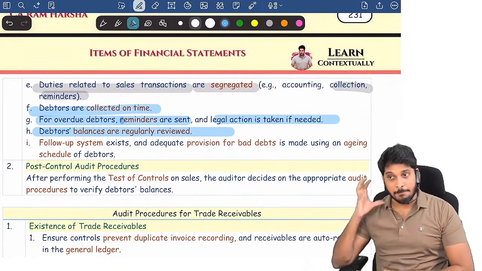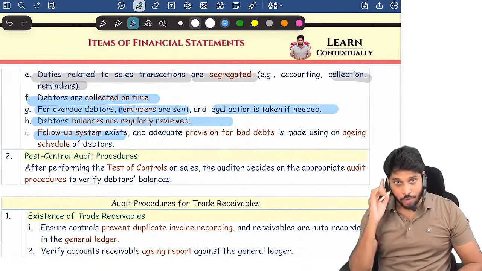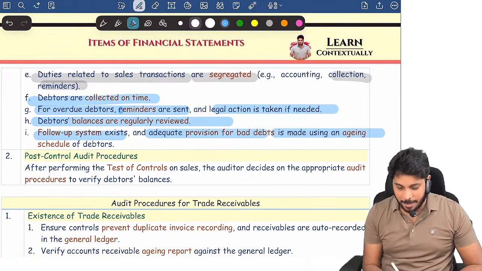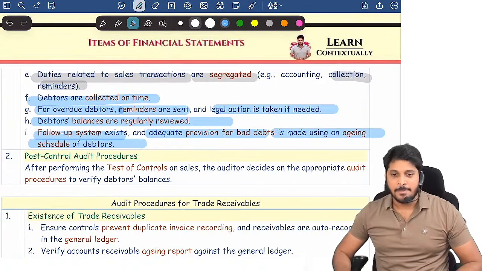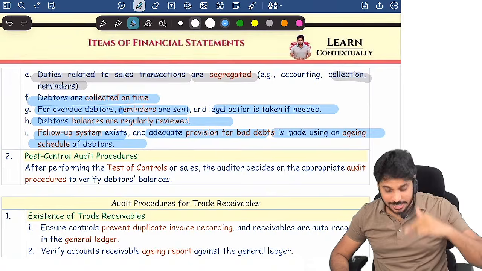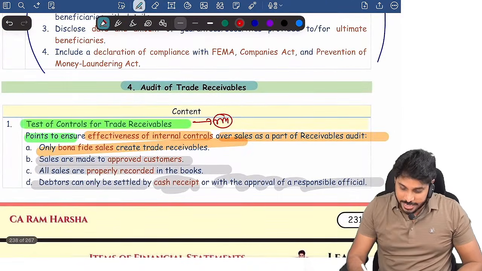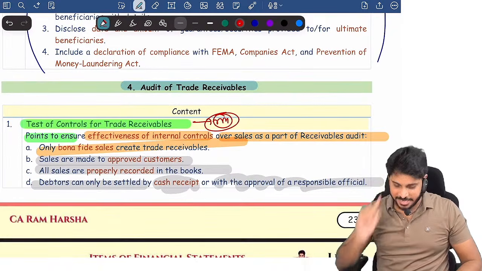See that the company has a control to review debtor balances, and that a follow-up system exists, and adequate provision for bad debts is made using aging analysis. Companies know they will create provision for bad and doubtful debts using aging analysis. See that it is there. That's it, guys. So controls over trade receivable, a 5 marks question can come directly.